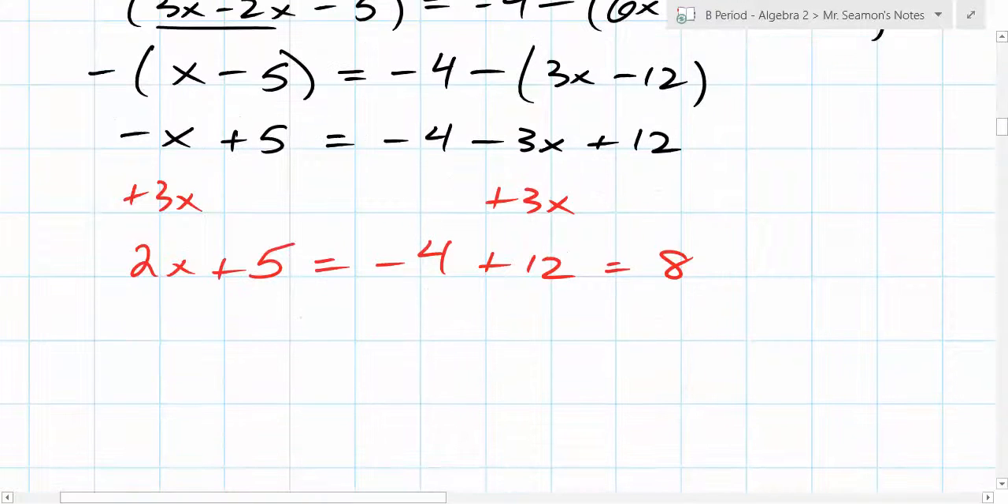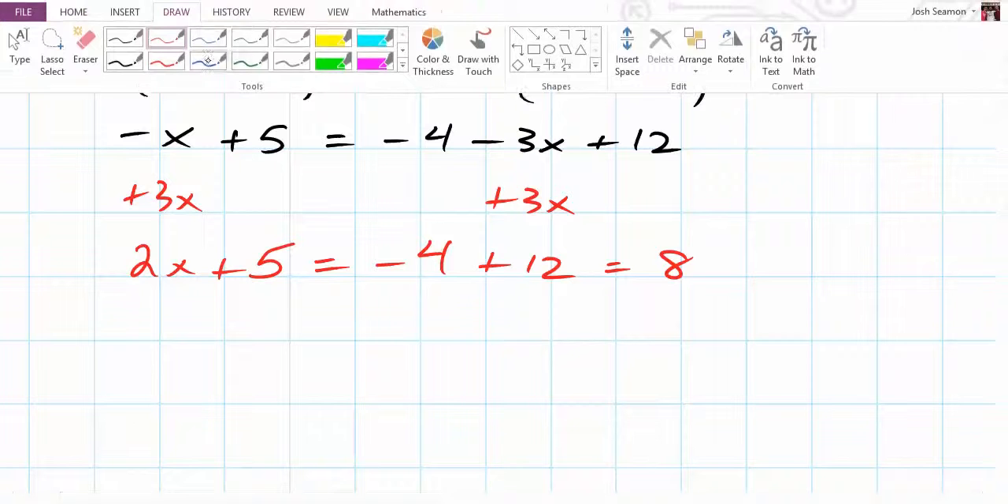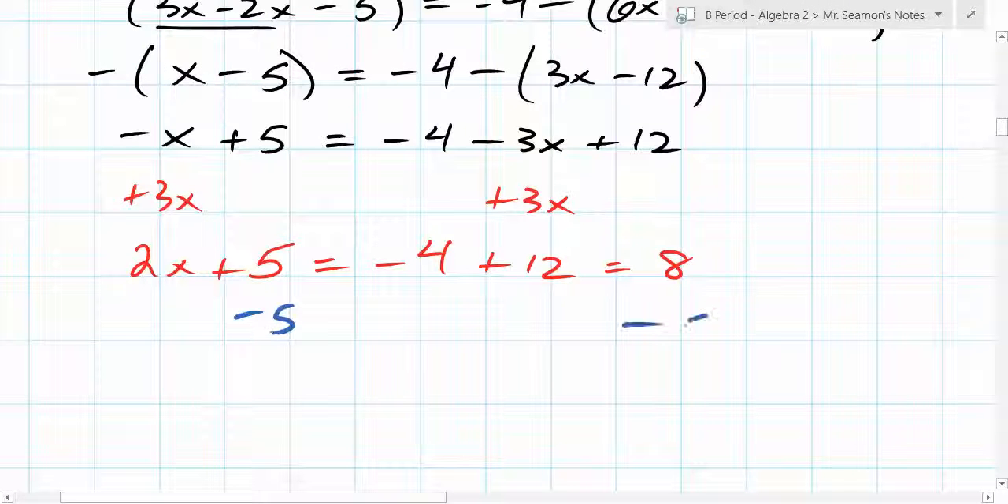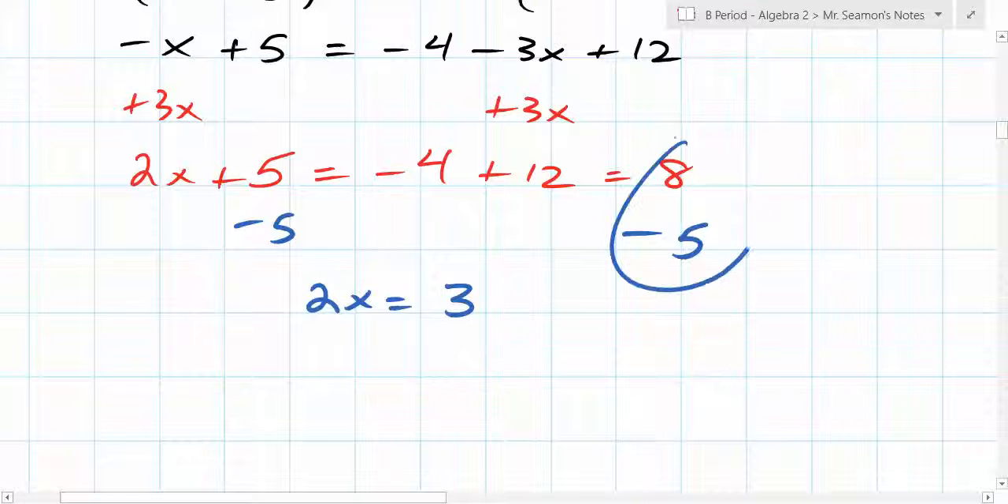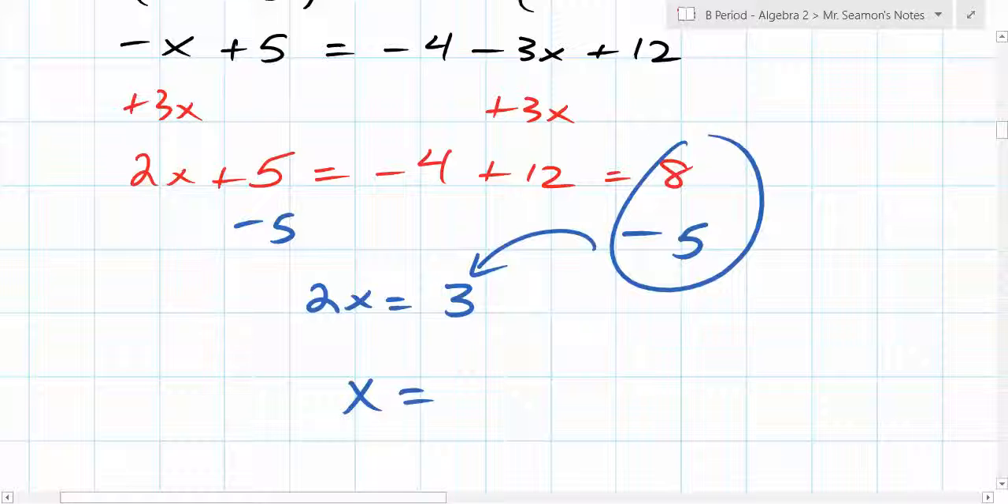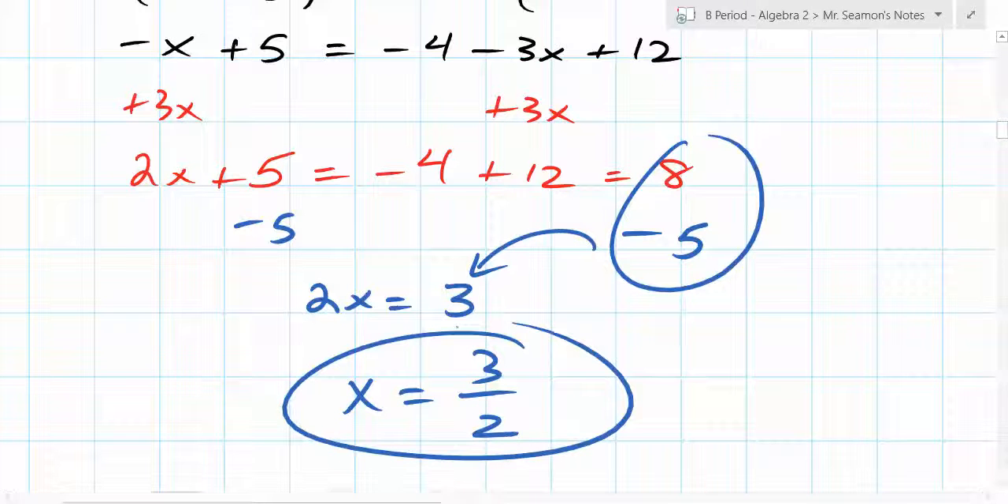So now what should I subtract from both sides? 5. Minus 5, minus 5. We end up with what? 2x equals 3. It's 8 minus 5 is 3. So x is equal to what? 3 over 2. 3 over 2. So not quite.